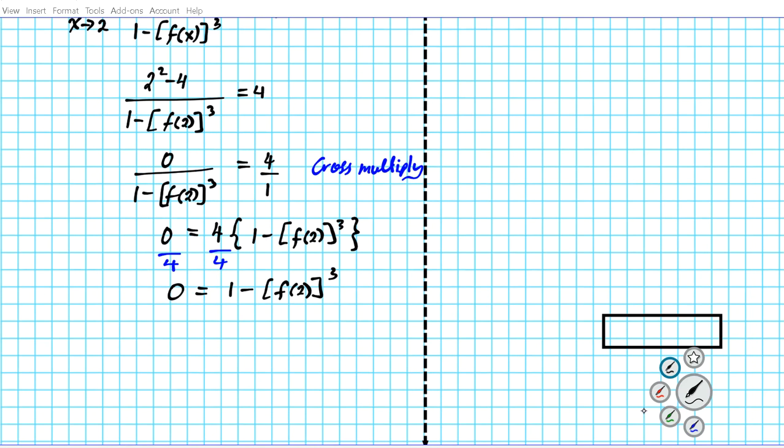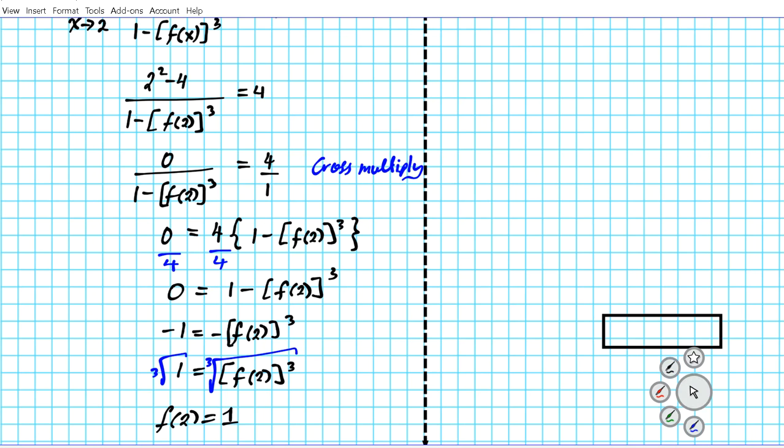Okay, and then subtract 1 from both sides. If you subtract 1 from both sides, you have negative 1 equals negative f of 2 raised to the third power. Divide both sides by negative 1. You have 1 equals f of 2 to the third power. And then to get f of 2 by itself, you just take the cube root of both sides of your equation. And then you get f of 2 is equal to 1. All right, so there goes the answer to the first part.